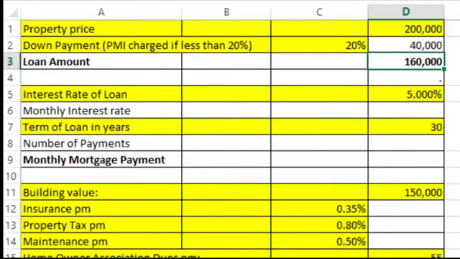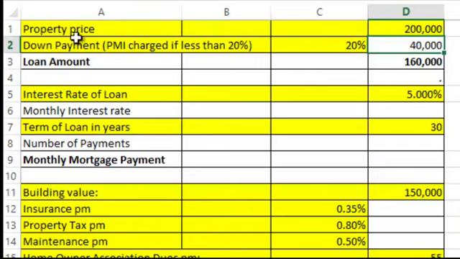And again, I'll do it a different way. I could go equals D1 minus D2. See that? So that's the loan amount. And then, of course, if your property price changed to, say, 350,000, then you'd need this down payment, and that would be your loan amount.